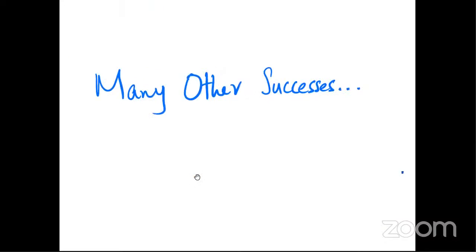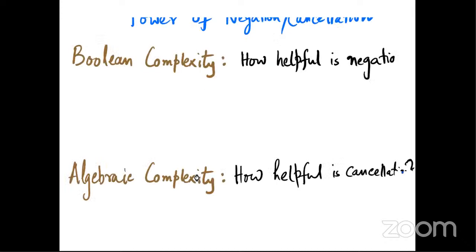And we have had many other successes, both in the Boolean world and in the arithmetic world, for proving lower bounds against monotone computation. But a certain question that we want to understand in this talk is, what exactly is the power of negation or cancellation? Well, it seems that, as I said, for the permanent, if I allow circuits to use cancellation, then I'm not able to prove lower bounds. Is there a good reason for that? So how helpful is negation?